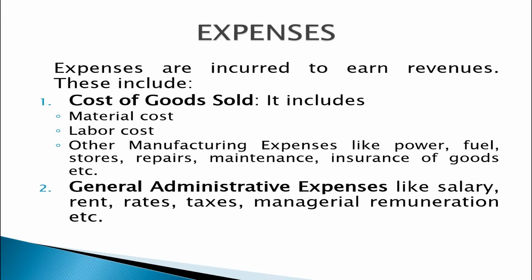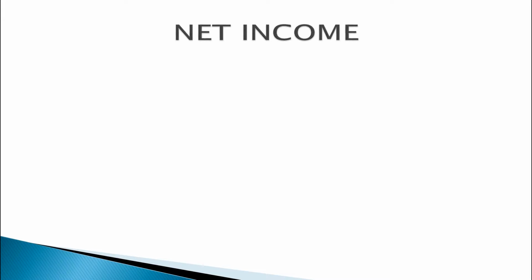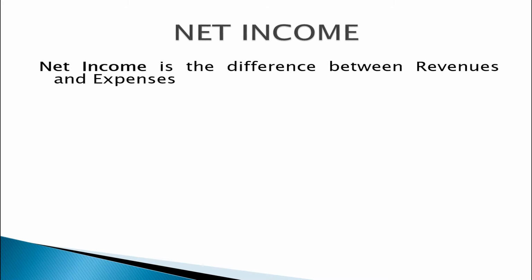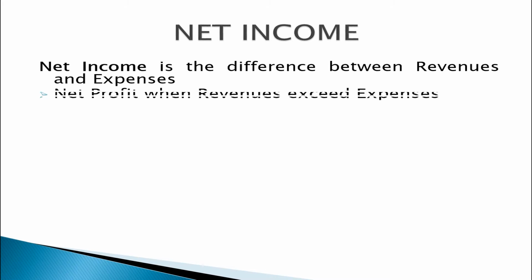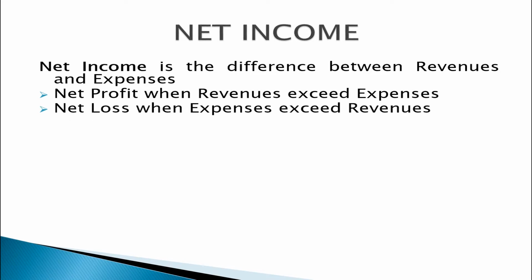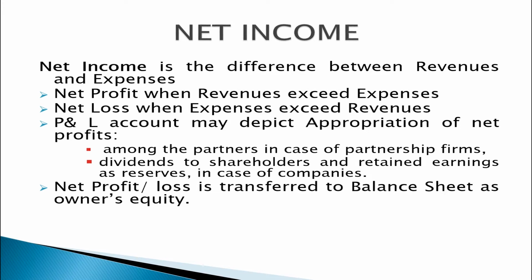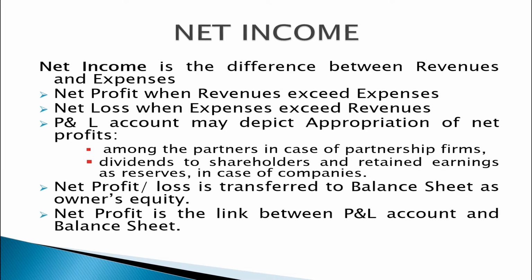Now, the last one is net income. Net income is the difference between revenues and expenses. Net profit arises when revenues exceed expenses, and net loss arises when expenses exceed revenues. Net profit or loss is transferred to balance sheet as owner's equity. And at last, net profit is the link between P&L account and balance sheet.